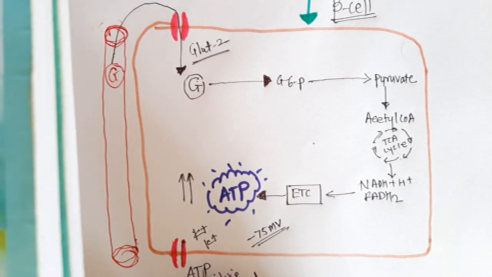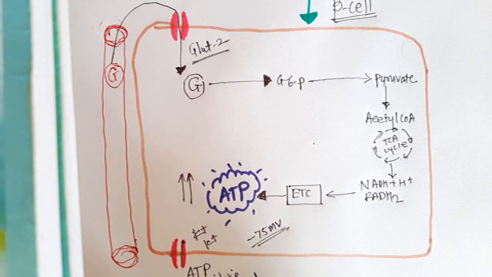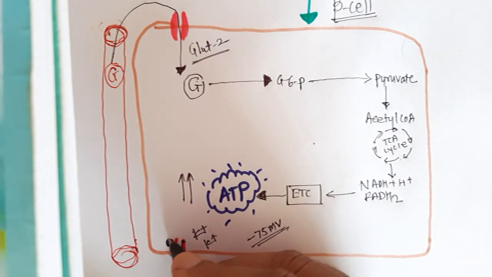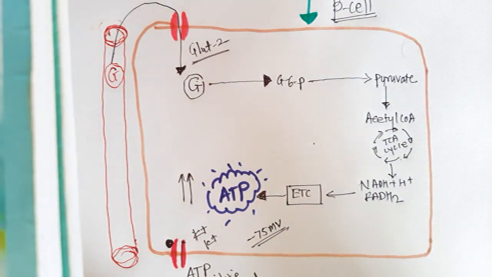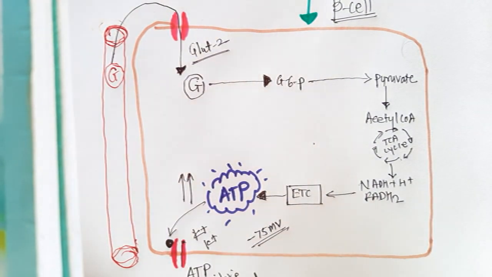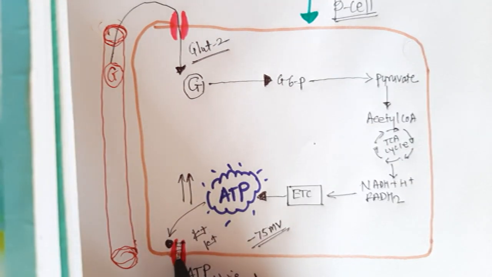But now because of this increase in the concentration of ATP, this ATP binds with these ATP sensitive channels, and this will block this potassium channel.